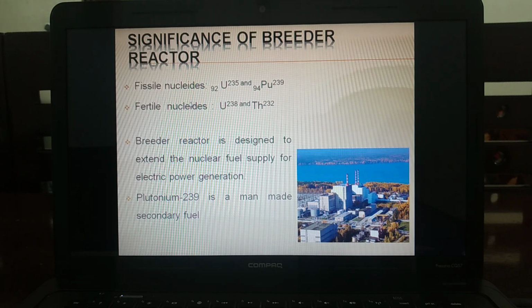Significance of breeder reactor. The fissionable nuclides like uranium-235 and plutonium-239 are called fissile nuclides. Uranium-238 and thorium-232 are called fertile nuclides. Plutonium-239 is the man-made secondary fuel.